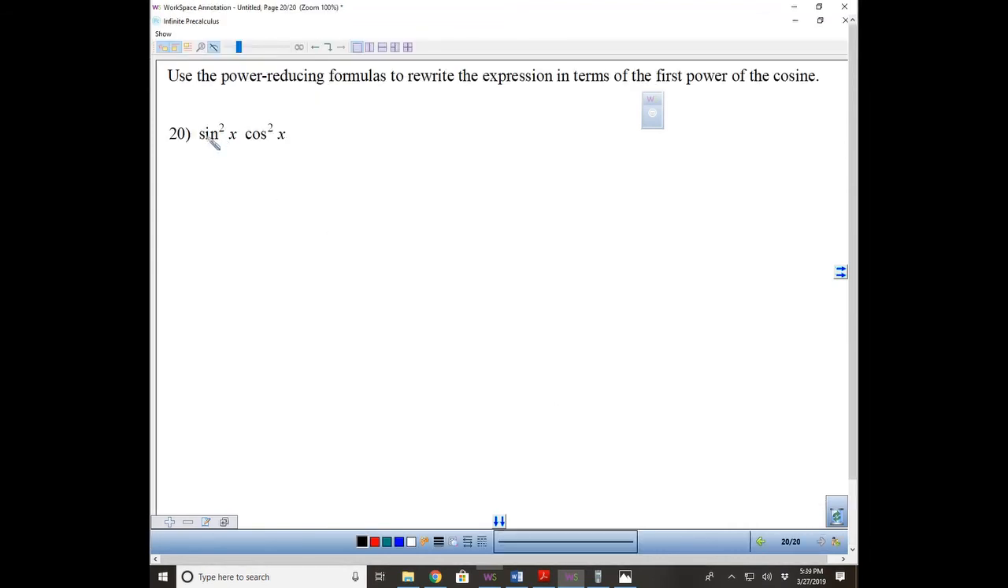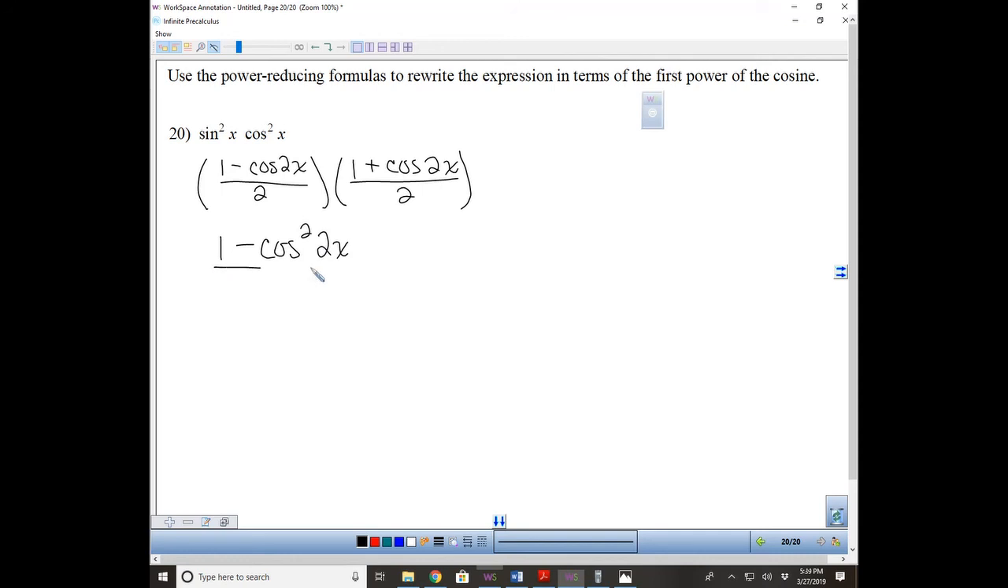Okay, last one, I've got sine squared cosine squared. So I know that sine squared is 1 minus cosine 2x over 2. And then I know that cosine squared is 1 plus cosine 2x over 2. The nice thing about this one is that when I multiply these tops, I'm actually going to cancel out the middle. So I get 1, and then you get a positive cosine 2x and a negative cosine 2x, and then negative cosine squared 2x all over 4. So I'm going to take out 1/4.